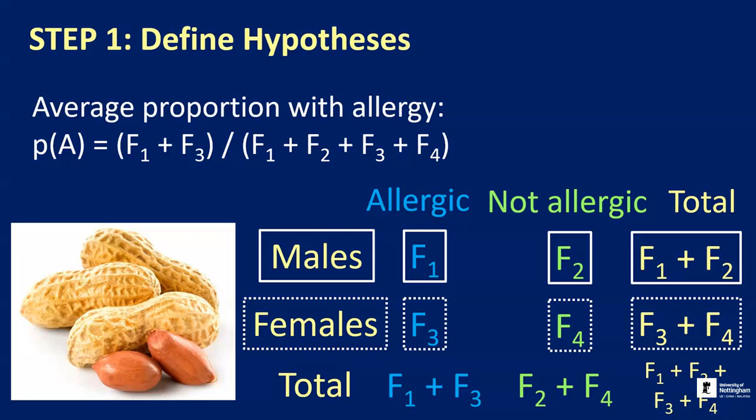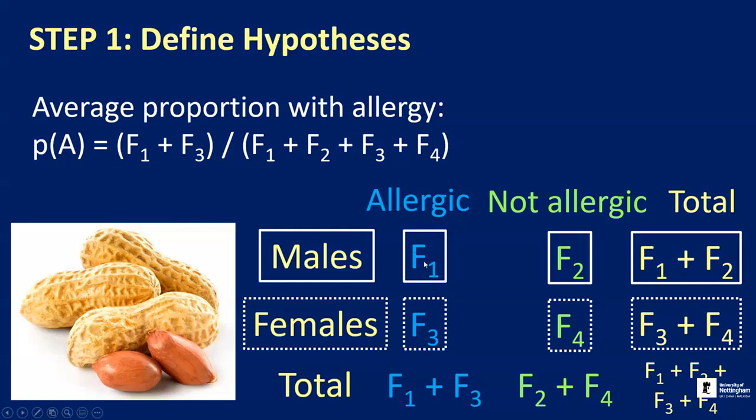What proportion of people should we see with allergy? Well, the overall proportion in the population. Men and women should both reflect the population as a whole. So what we need to do is calculate the average proportion in the whole population of people that have the allergy. And to do that, we can use the observed data.